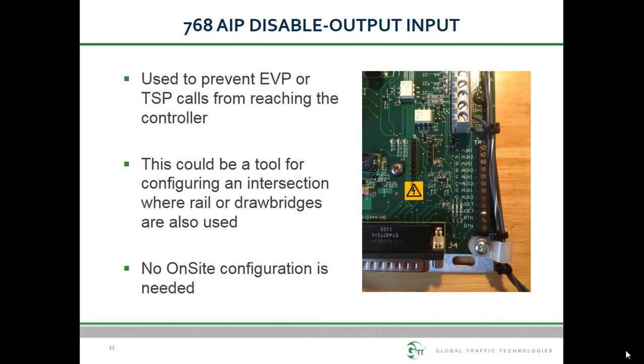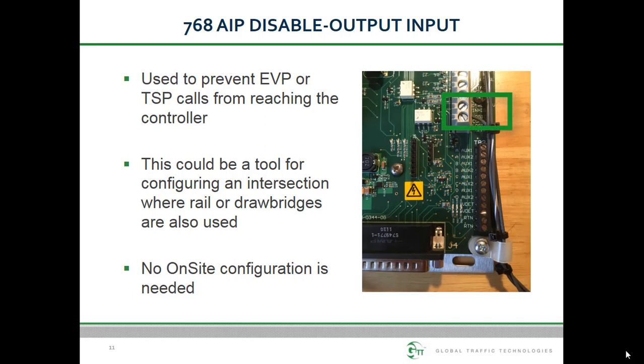The final feature available is the Disable Output Input. This input, when activated, will disable all outputs on the AIP and the phase selector. This feature may be used to prevent EVP and TSP calls from reaching the controller during rail and drawbridge preemption. Of course, if rail and drawbridge preemptions are given a higher priority than EVP input, this feature is not needed.